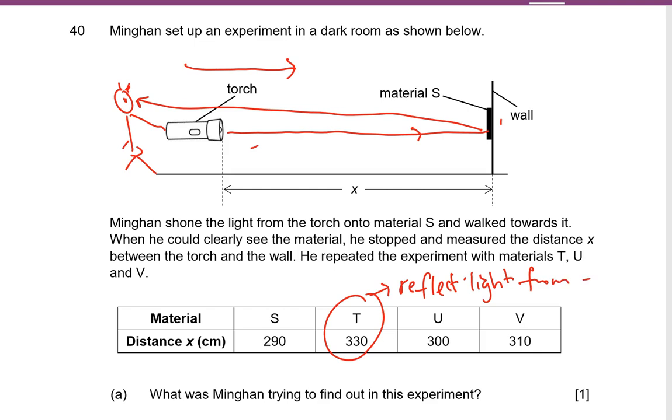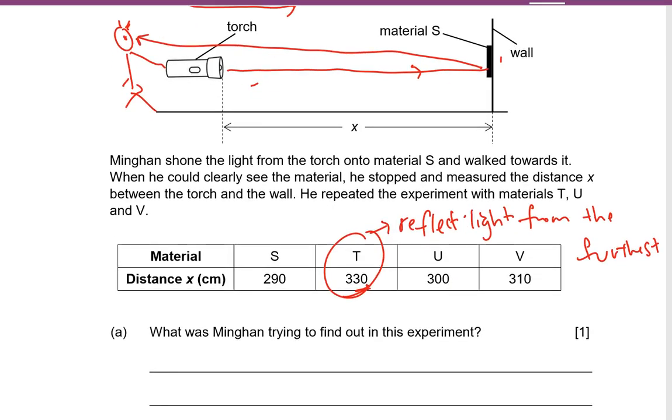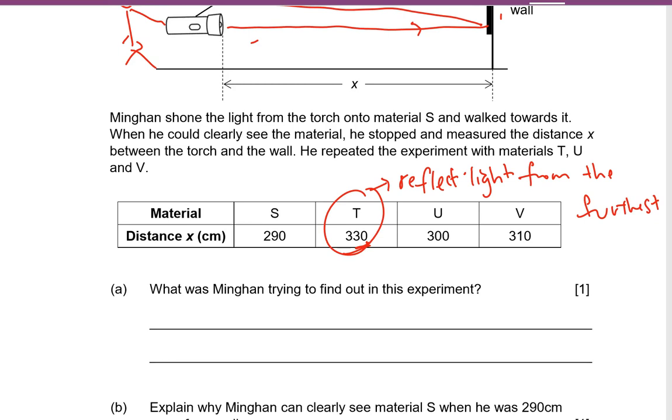Okay, so if you can recall, there's this very popular question about people wearing safety vests. Alright, if you want to choose a material that you can see from the furthest, T will be the best material because it can reflect light. You're able to see from the furthest distance away. Alright, so this will be the best material for making a safety vest. But anyway, what was he trying to find out? He was trying to find out which material.